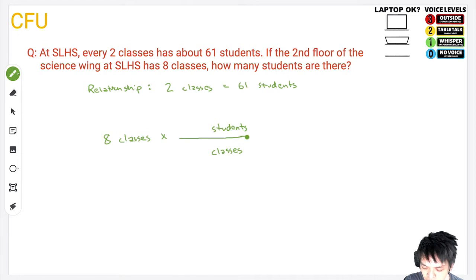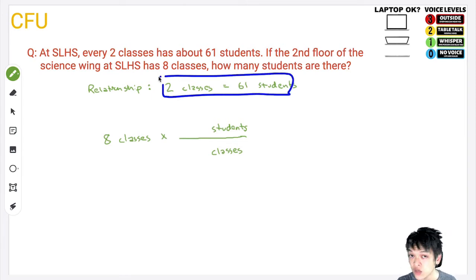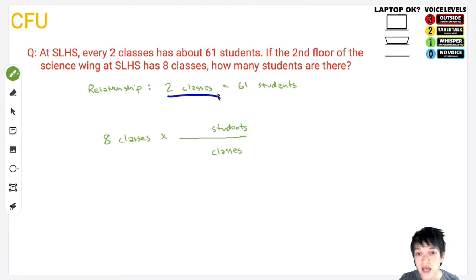Now, sometimes you might not be able to find a relationship that goes directly from classes to students, or directly from, like, centimeters to, say, inches, right? So that just means that you would look for multiple relationships. But do we have a relationship here that can go directly from classes to students? Yes, it's right here. 2 classes equals 61 students. Okay, well, where do I put the 2? Well, it's 2 classes, right? So I put the 2 next to classes. Where do I put 61? Well, it's got to be next to students, so I put 61 next to students.